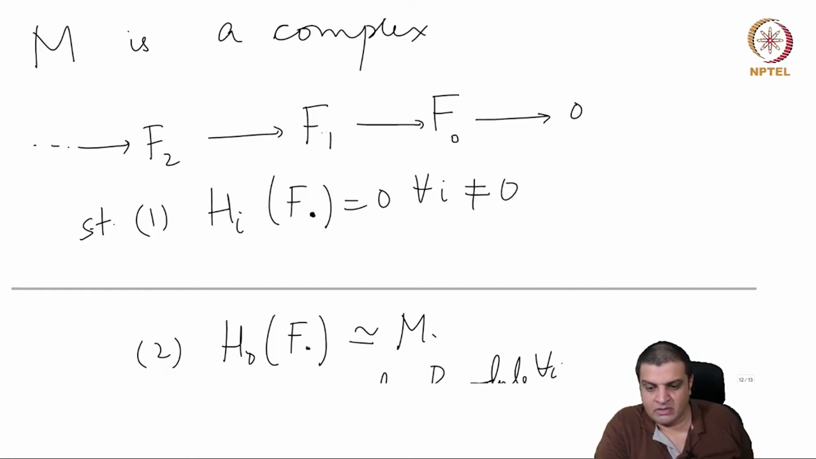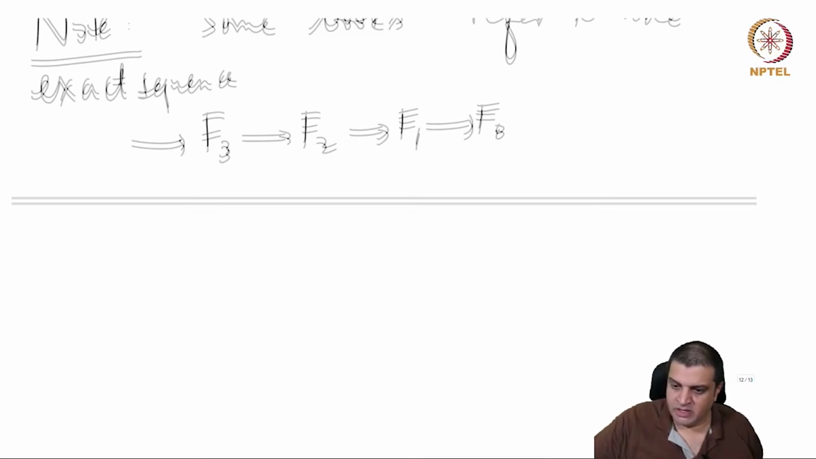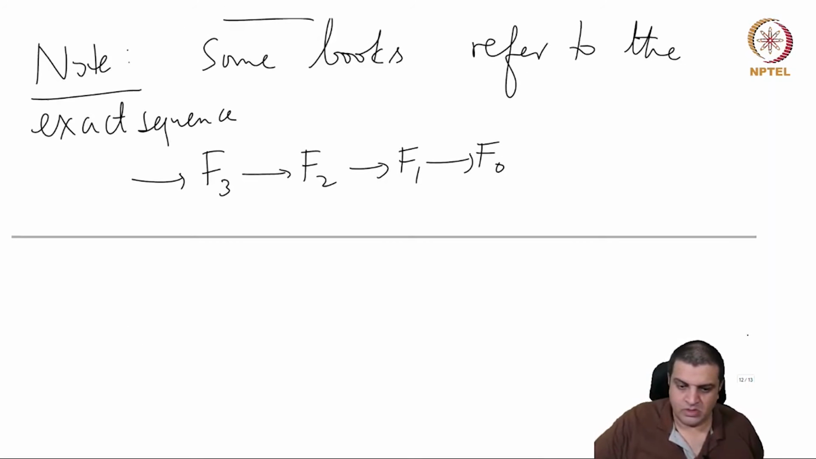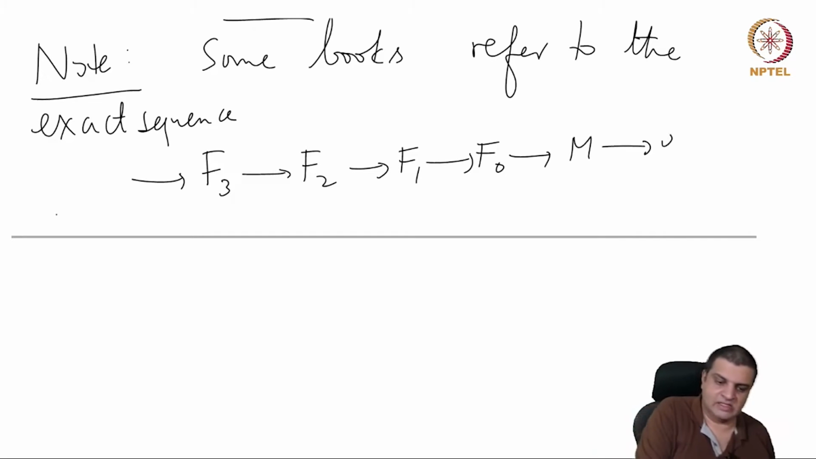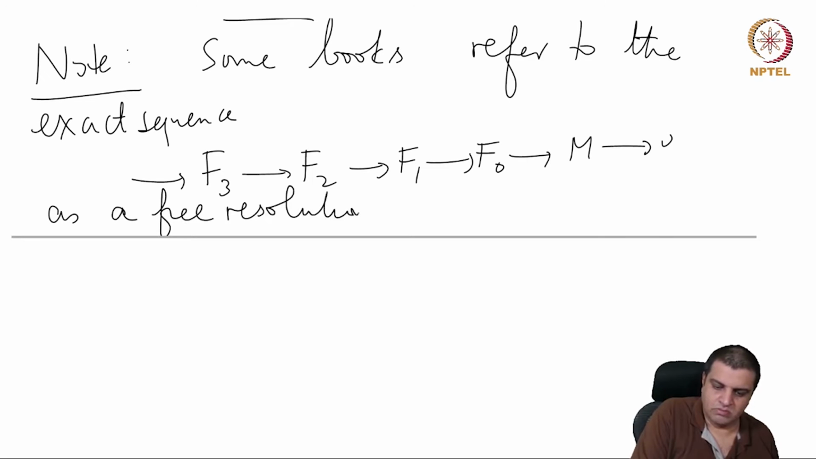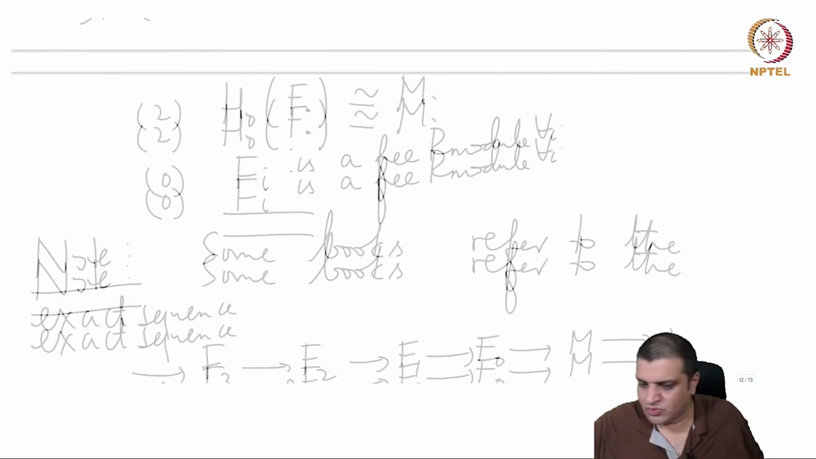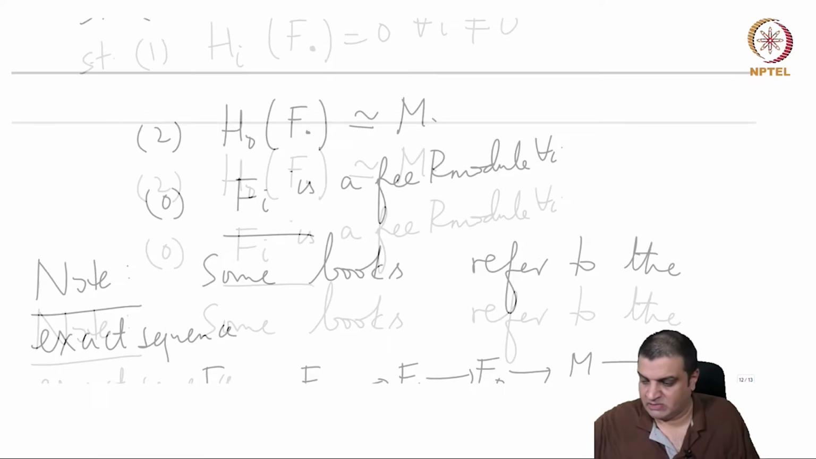And the image of this map is the image of the. So H0 is the co-kernel of this last map, F1 to F0. So then if you write M here, so exact to M to 0, it becomes exact as a free resolution of M. We will refer to this condition as free resolution.